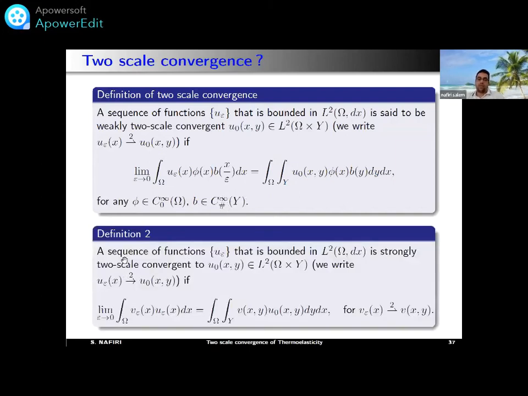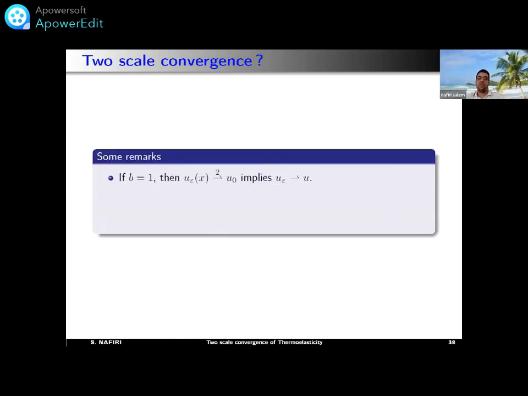Okay, so this is a strong version of two-scale convergence. We say that U epsilon, which is bounded in L2, is strongly two-scale convergent if this limit is verified for all functions V epsilon which weakly two-scale converge to V of x, y.